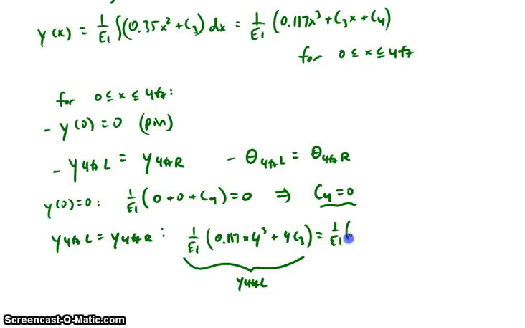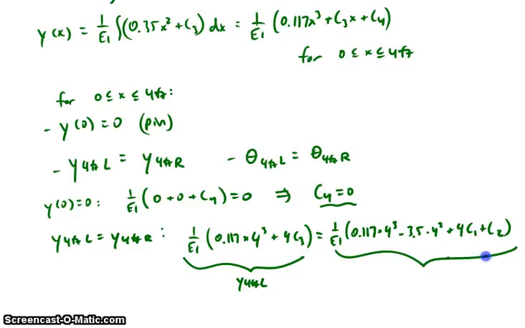1 over EI times 0.117 times x cubed minus 3.5 times 4 squared plus 4C1 plus C2. And this is y at 4 feet from the right. We'll have to stop here, and I'll pick it up with part 2 of the same example next.